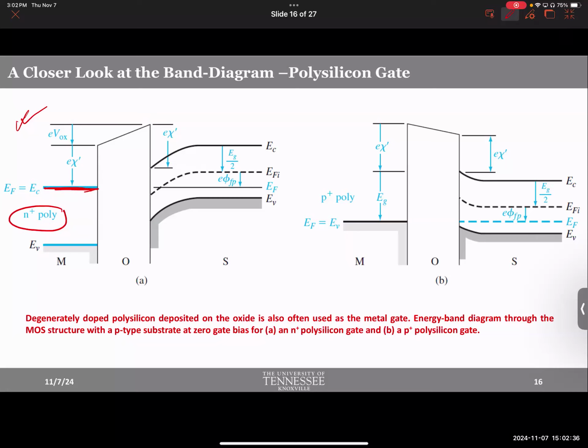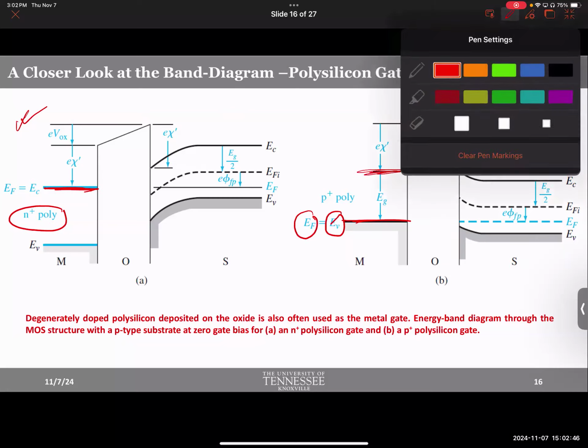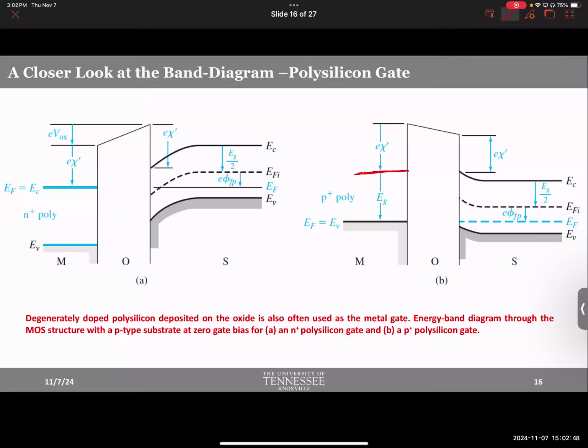I hope you guys remember that. Degenerate doping, we talked about it, right? And this is a P-type semiconductor because the Fermi level is at the valence band. They haven't marked the conduction band, but they have drawn it. This is the conduction band. How do you know? Look at the band gap. This is the band gap. It's as if we are debugging a code, right?